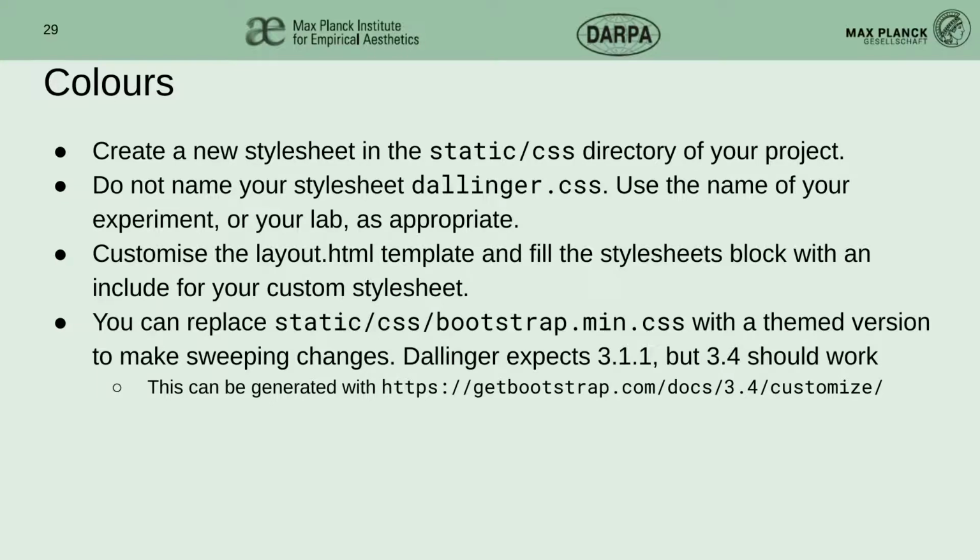What's really nice about that is on the Bootstrap website, there is a form you can fill in where you give it all the details about all the styling you want to do: what fonts you want to use, how much spacing you want around things, what colors you want to use. It will generate you a replacement for bootstrap.min.css that you can just put in your Dallinger static directory, and then that will replace everything without you having to go in and modify everything one by one. So that's a really good way of doing a broad theme with very little effort.